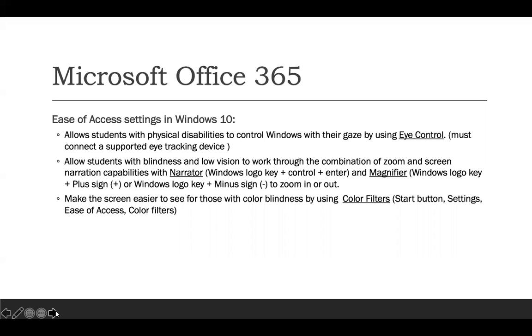You can also allow students with blindness and low vision to work through the combination of zoom and screen narration capabilities with Narrator, and to activate Narrator, Windows logo key plus Control plus Enter, and Magnifier, Windows logo key plus plus sign or Windows logo key and minus sign. That allows you to zoom in or out. There's also something called color filters. Those with color blindness can use color filters and can adjust the contrast and resolution by clicking on the Start button, Settings, Ease of Access, and Color Filters.